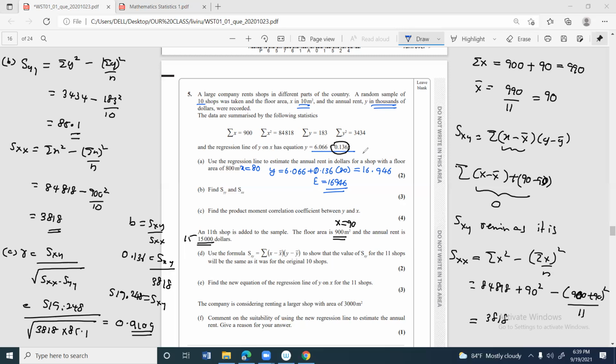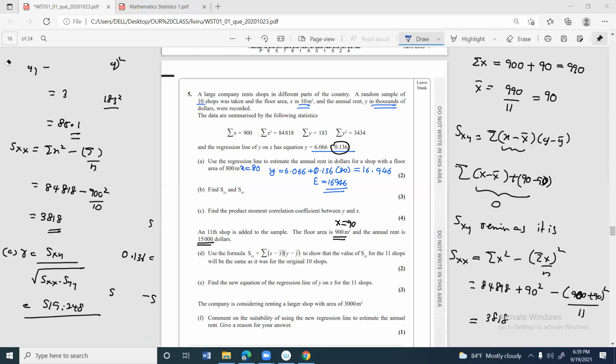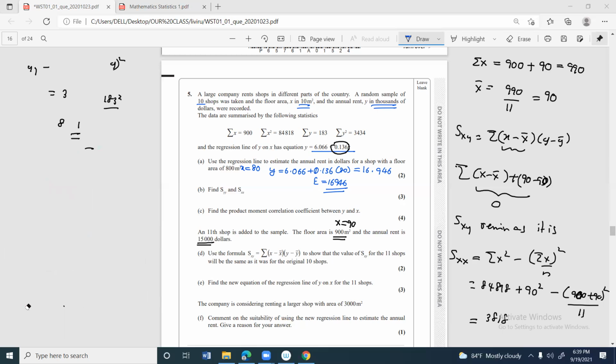That value also comes to 3,880. Now, what we can understand is the new gradient for this graph. You can understand that Sxy and Sxx both do not change. Therefore, for the new line, the gradient should remain as it is. The gradient b should be Sxy over Sxx. Both do not change. Therefore, it would be the same thing as before, so it's turned up to 0.136.